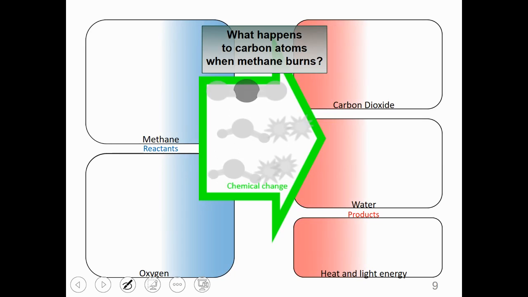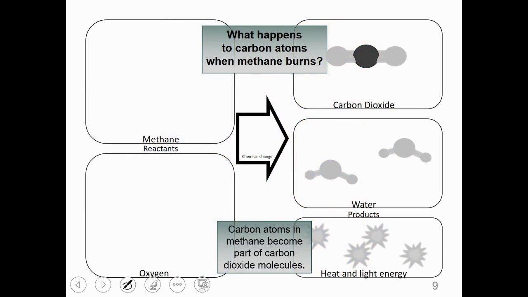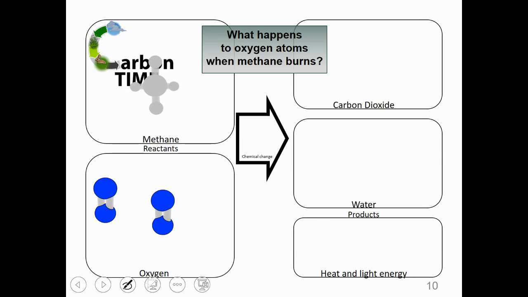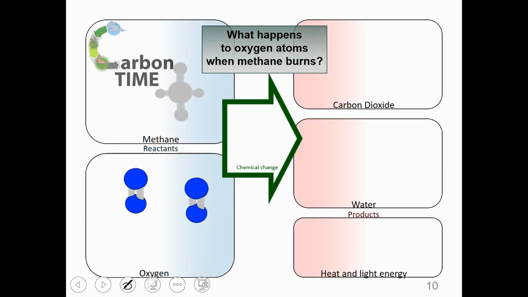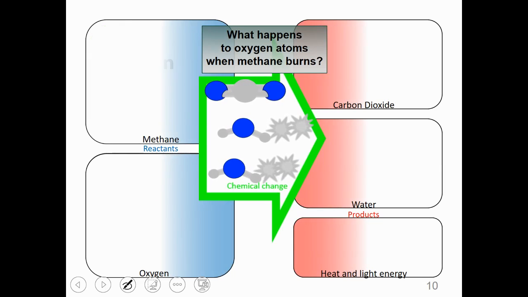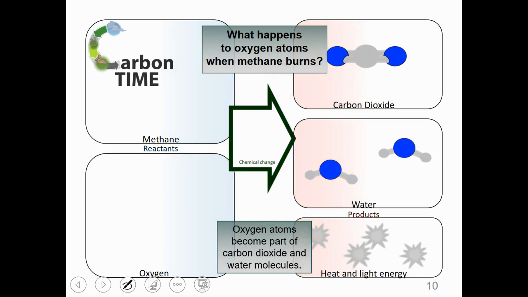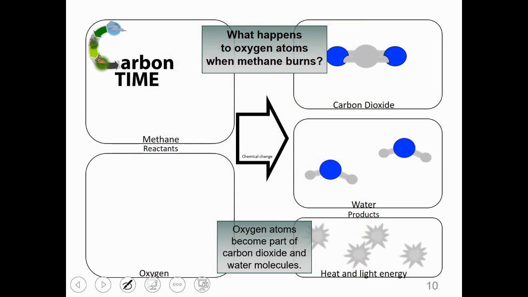Okay, so if you said that that carbon atom ends up in CO2, you are correct. And that's exactly where it goes. It goes into that CO2 molecule. The bonds are broken, and it's rearranged to form that. What about oxygen? Where do those atoms go when something burns? As you can see here, those oxygen atoms are going to combine and be rearranged, and some of them go into water and some of them go to CO2. So they actually get moved into two different molecules.